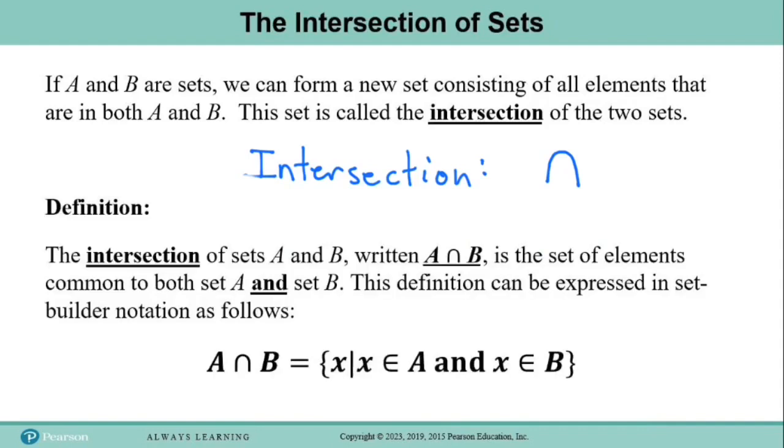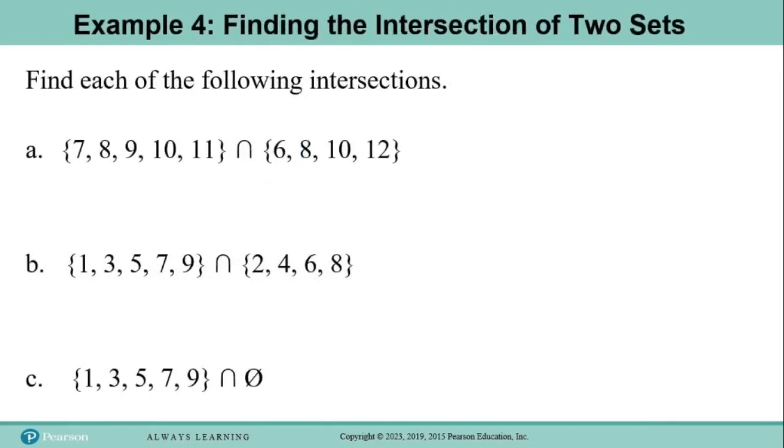And here is a formal definition for the intersection of two sets. So the intersection of sets A and B, written A intersect B, see there's that symbol. So this is read A intersect B, is the set of elements common to both set A and set B. In set builder notation, it looks like this. A intersect B is the set of all elements x such that x is an element of A and x is an element of B. And in example 4, let's practice with that.